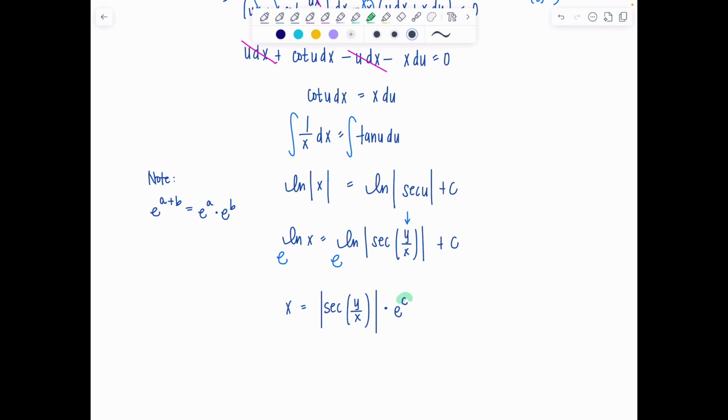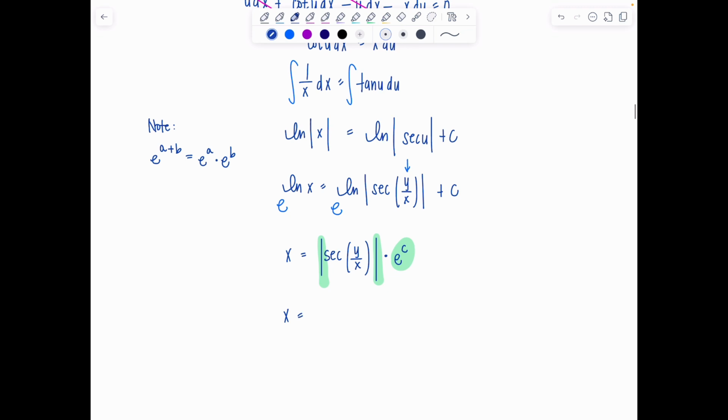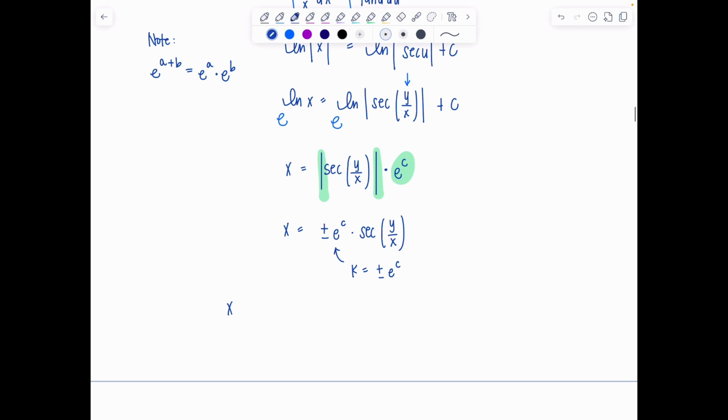Okay, then how to clean up your final answer. Let's rename our constant something cute. I don't want to have e to the c in the final answer. And then remember, when you drop absolute value bars, you put a plus or minus in your equation. So I could really write this as x equals plus or minus e to the c times secant of y over x. Well, how about I call my new constant k, plus or minus e to the c. That'll look beautiful. So then we could say we have x equals k secant y over x.